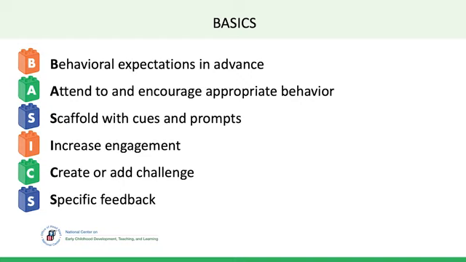So the teacher time basics are: B stands for behavioral expectations in advance. The A is for attending to and encouraging positive behavior, which you can imagine plays a big role in positive behavioral support. The S is for scaffolding with cues and prompts, much like that co-regulation is a lot of scaffolding. I is for increasing engagement, children's active engagement with whatever it is that we're teaching or supporting. C is to create or add a challenge. And S is to provide some specific feedback.